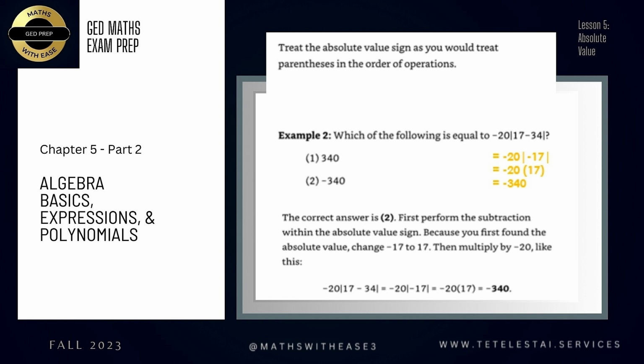You want to make a mental note here that just because we treat absolute value symbols as parentheses does not mean that we ignore their mathematical implications. We're still evaluating the absolute value of the term inside the absolute value symbols. We've completed the subtraction and arrived at a negative value, negative 17. So the absolute value of negative 17 is positive 17. We then proceed by multiplying negative 20 by 17. So our final answer is negative 340.